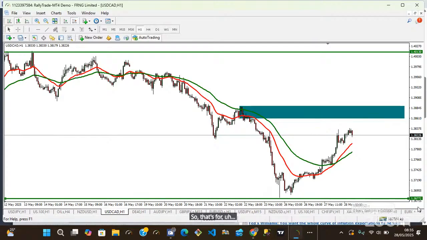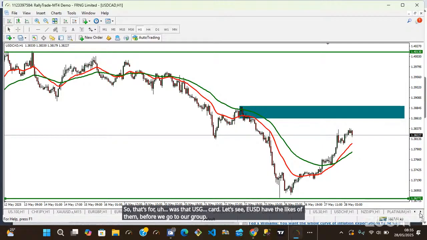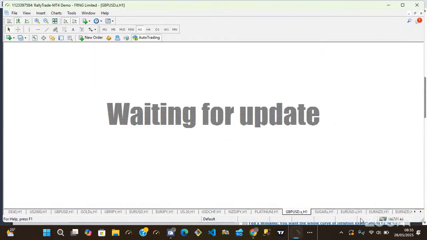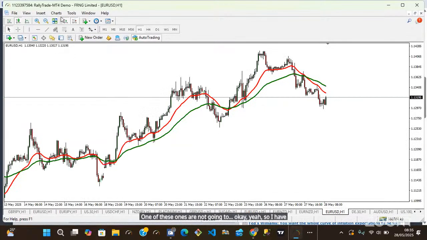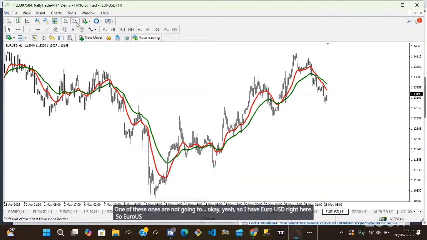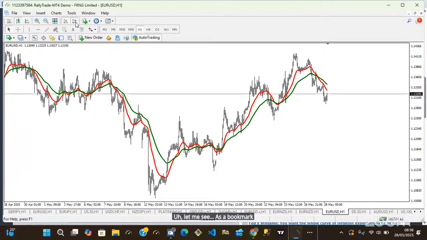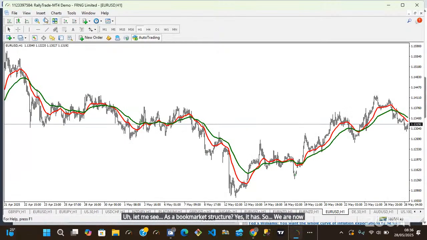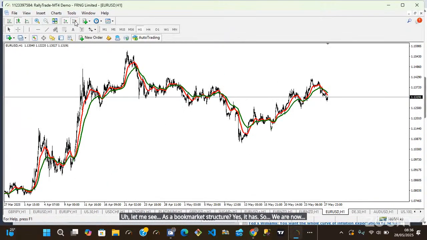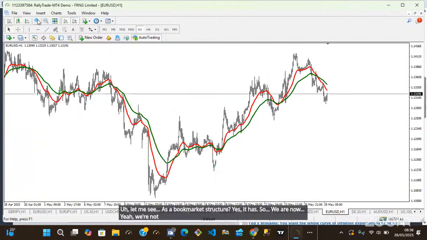So that's for USD CAD. Let's see Euro USD and the likes of it. Then before we go to our gold, okay, GBP USD. All of these ones are not going to open. Okay, here. So I have Euro USD right here. So Euro USD rather has been, let me see. Has it broken market structure? Yes, it has. So we are now in an uptrend for Euro USD.